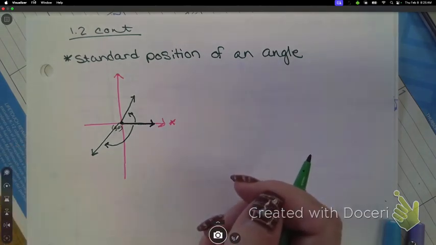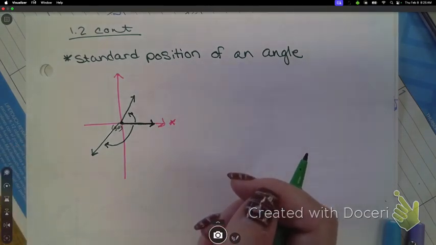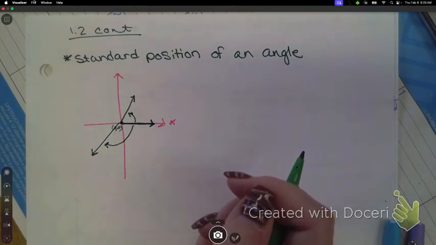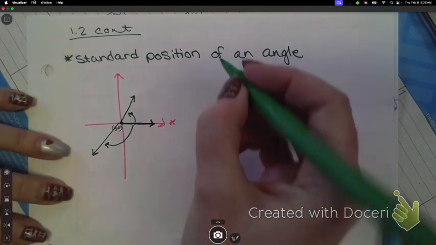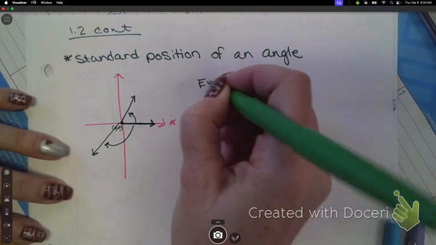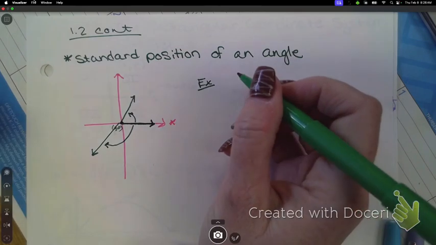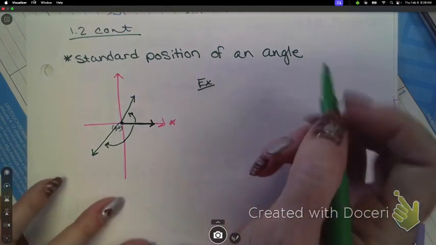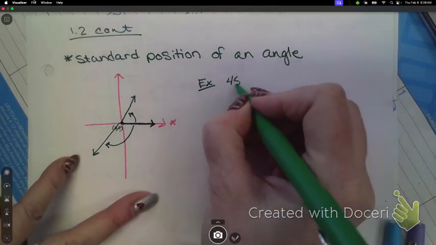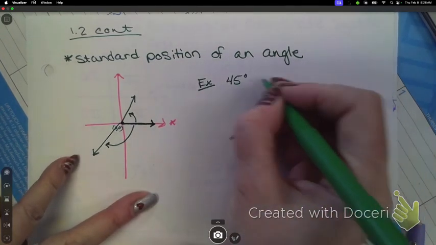When we do our problems or work on things, we'll want to draw angles in standard position. It makes it easier to work with. So an example, it says draw a 45-degree angle in standard position and find points on the terminal side. Okay, so 45-degree angle in standard position.